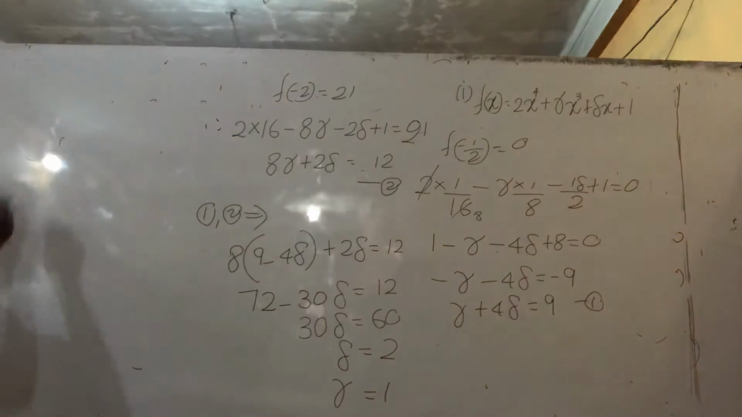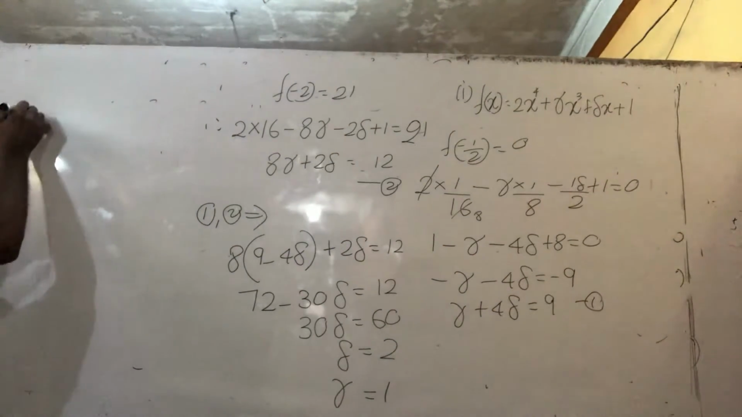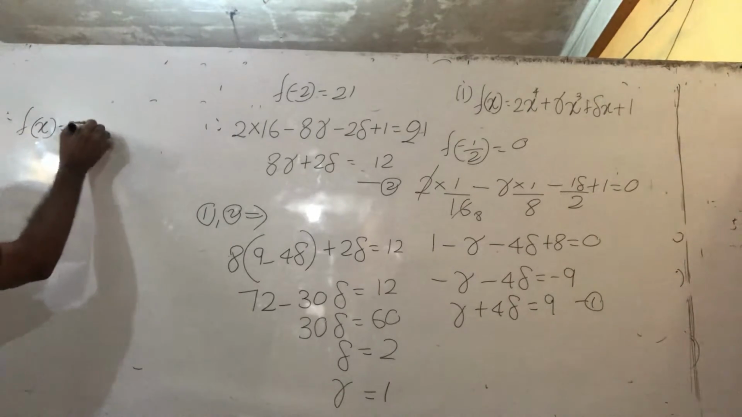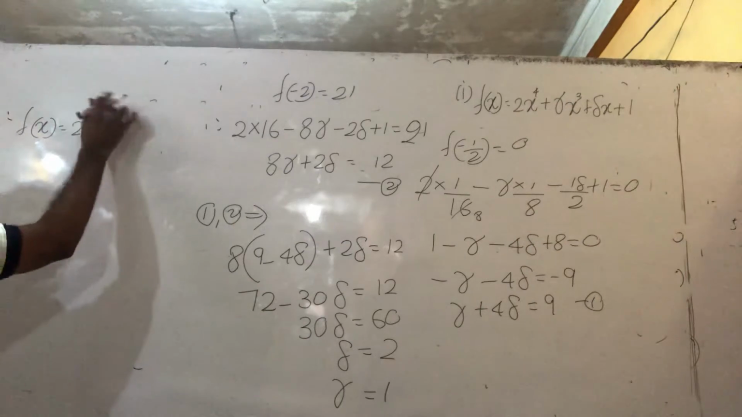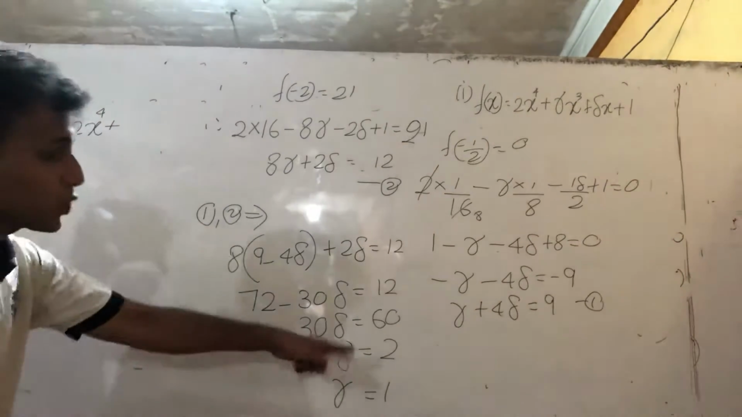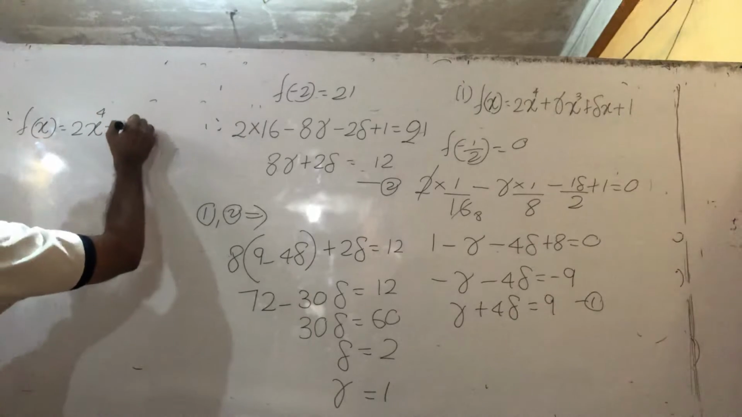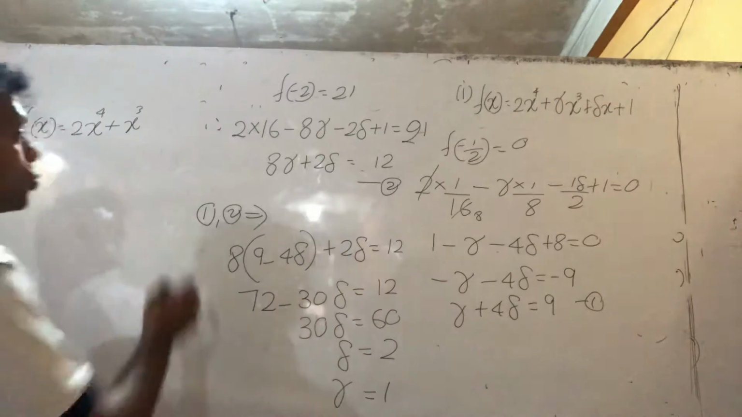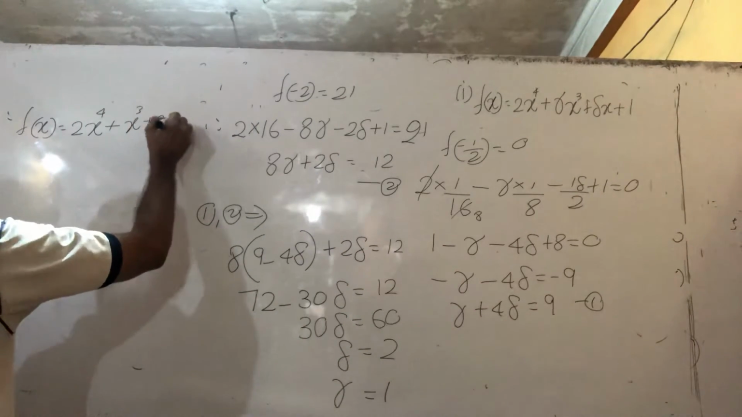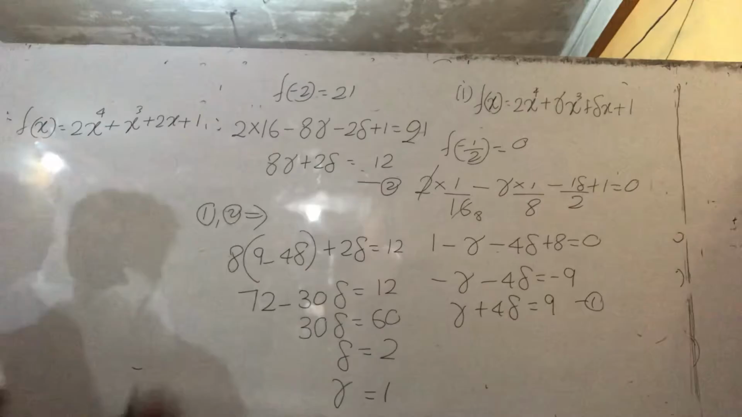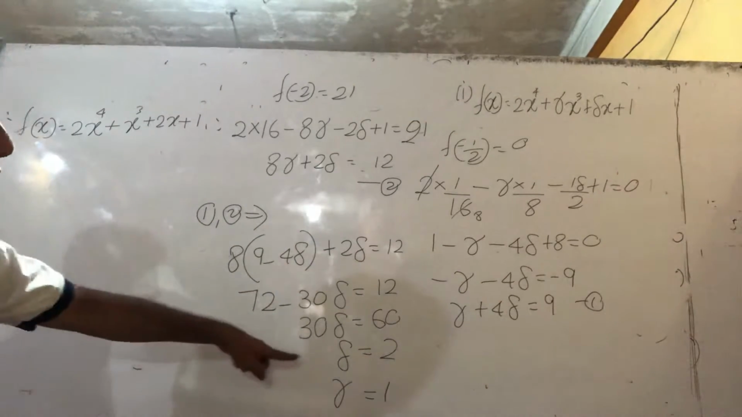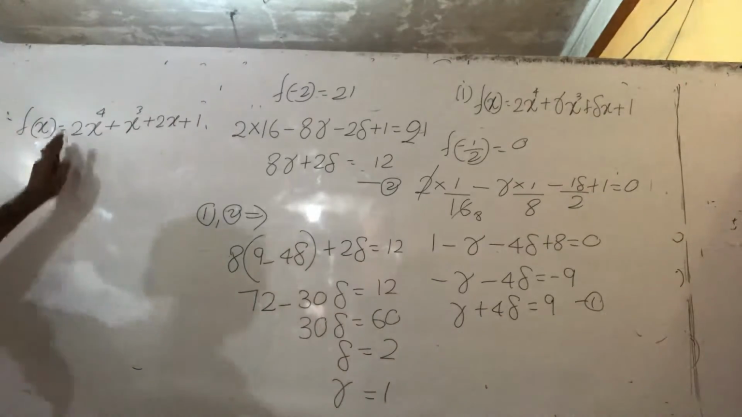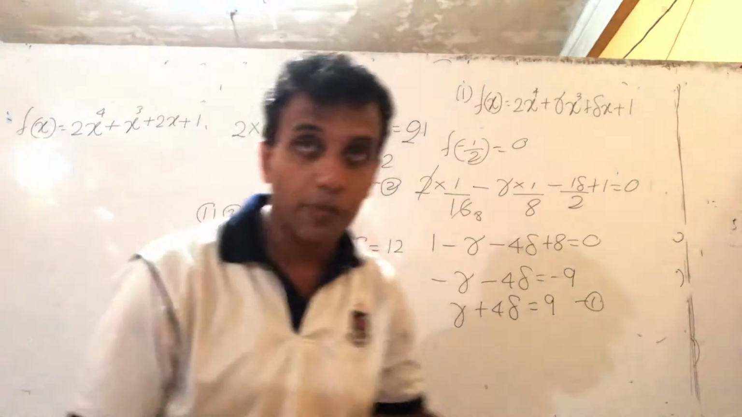Now write the f(x). Therefore f(x) equals 2x to the power 4 plus gamma is 1, so 1x cube, delta is 2, then 2x plus 1. Is it okay? Gamma is 1, delta is 2. This is the function f(x), a fourth degree polynomial, right?